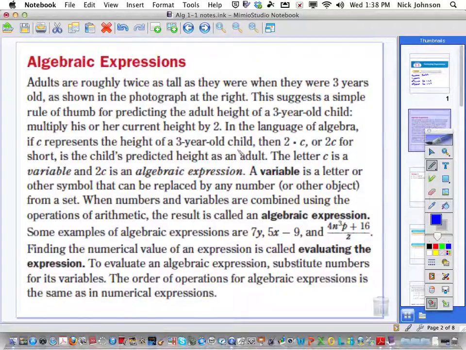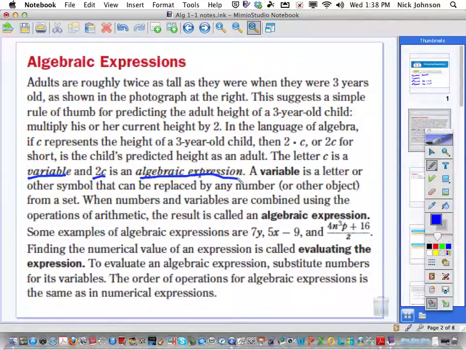So, say for instance, the child's height was 2 foot. Okay? 2 times 2 would be 4, so the child's predicted height would be 4 foot. The letter C is a variable. Very important to understand. A variable is a letter that could be any number. Some kid could be 2 foot tall, some kid could be 2.5 foot tall, some kid could be 3 foot tall at 3 years old. We don't know. It could be anything. 2C is what we call an algebraic expression.